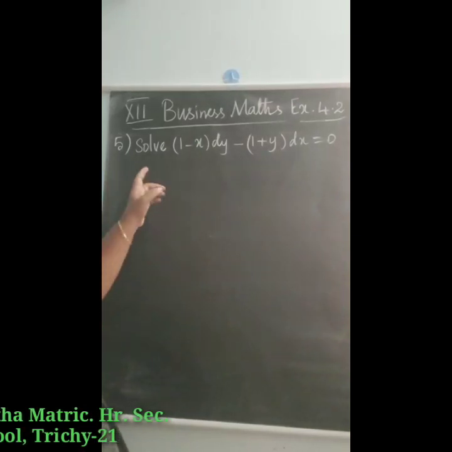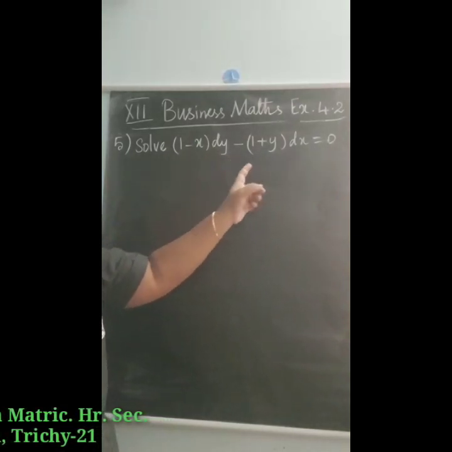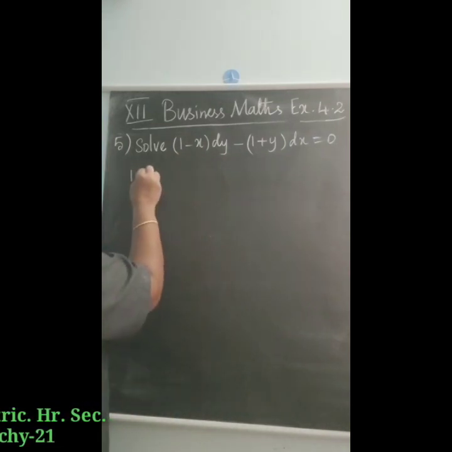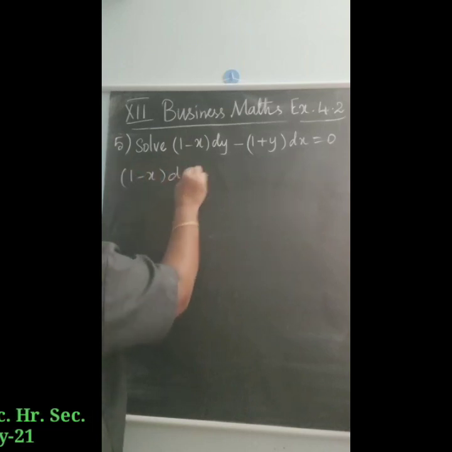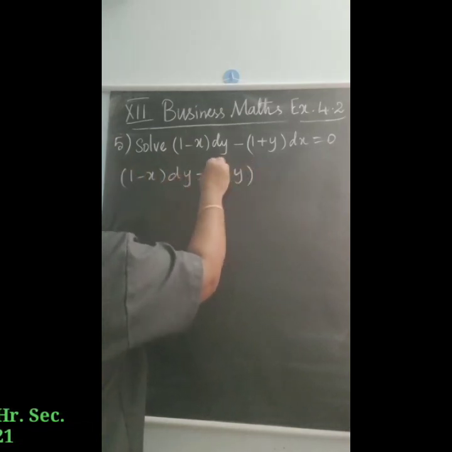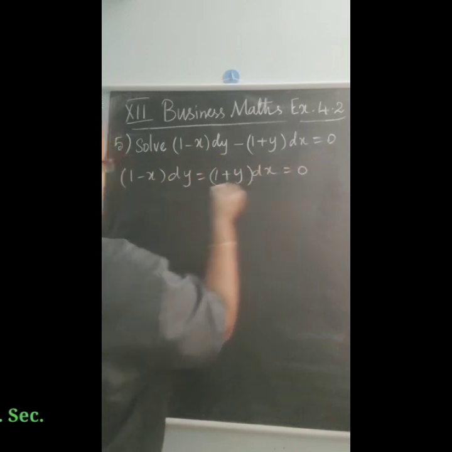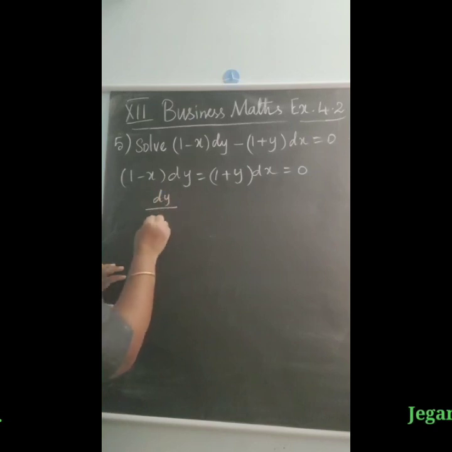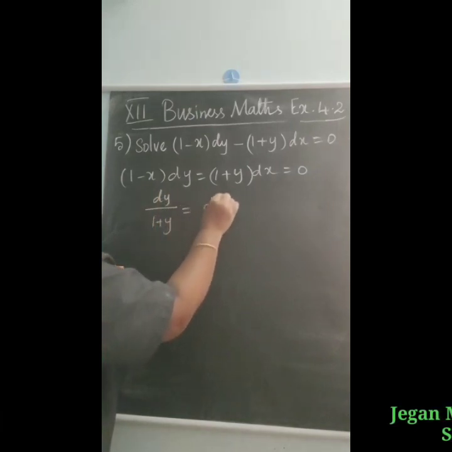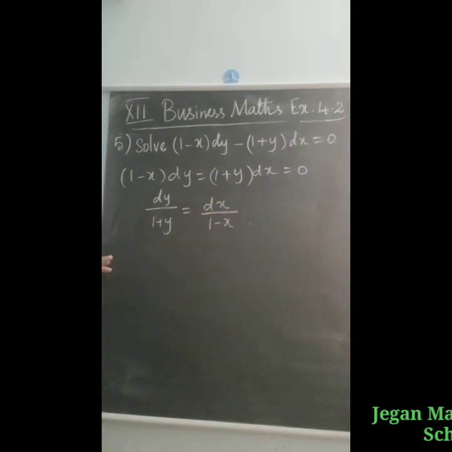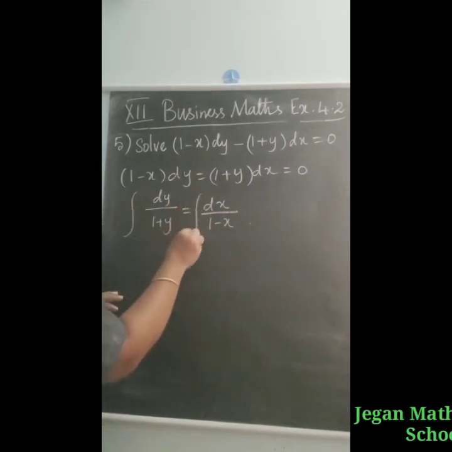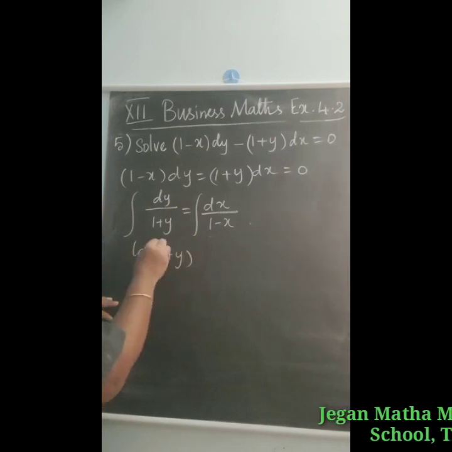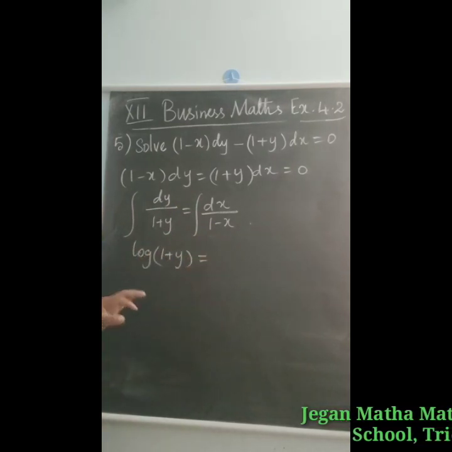The next one: solve (1 − x) dy − (1 + y) dx = 0. Now we have to change it to (1 − x) dy = (1 + y) dx. Now we have to separate the variables. We will get dy divided by 1 plus y is equal to dx divided by 1 minus x. So now we have to integrate these two.